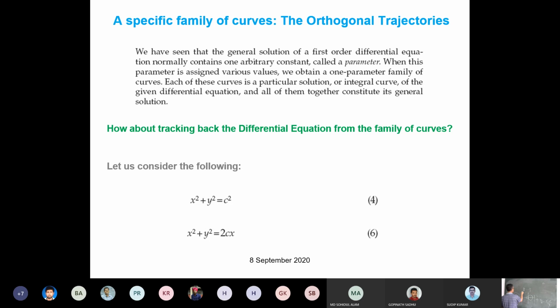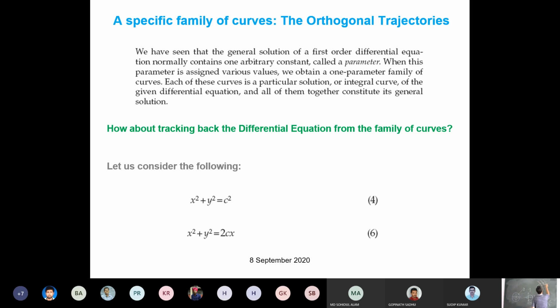Okay. So now, how to find out orthogonal trajectories? As you know, suppose this green one represents a certain one parameter family of curves, and suppose the pink one represents another one parameter family of curves in such a way that they are orthogonal to each other.